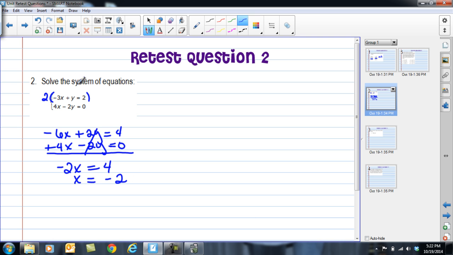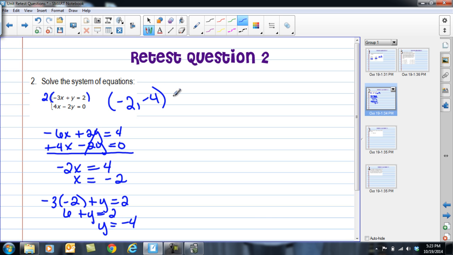And so if I want to find out what y equals, I have to plug it back into one of these. I'm going to go to the original top equation, so I have negative 3 times negative 2 plus y equals 2, and I'm just going to solve. This becomes 6 plus y equals 2, and when I subtract 6 from both sides, I get y equals negative 4. So I get that the solution is going to be negative 2, negative 4. That's the elimination method.